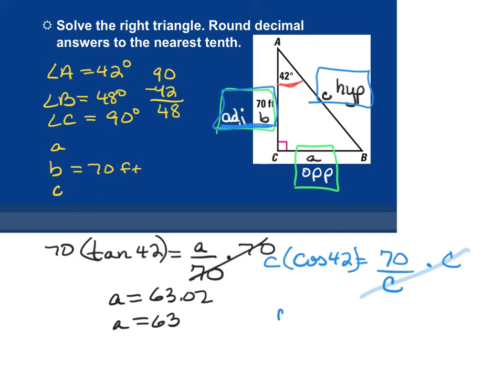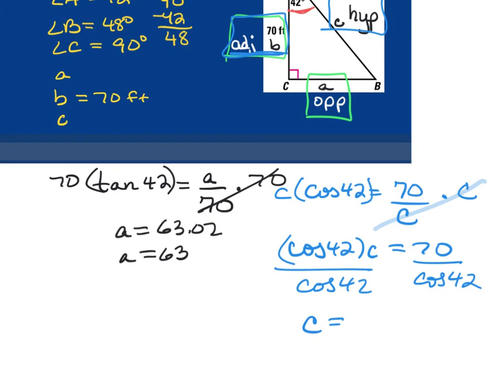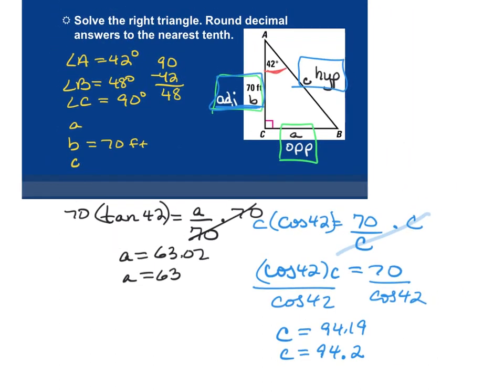And now I'm left with cosine 42 times C equals 70. I'm going to divide both sides by cosine 42, giving me C is equal to 94.19, rounded to the tenths place, 94.2. And again, it makes sense because your hypotenuse is the biggest side. So this answer does make sense to me. And again, 63 was over here.